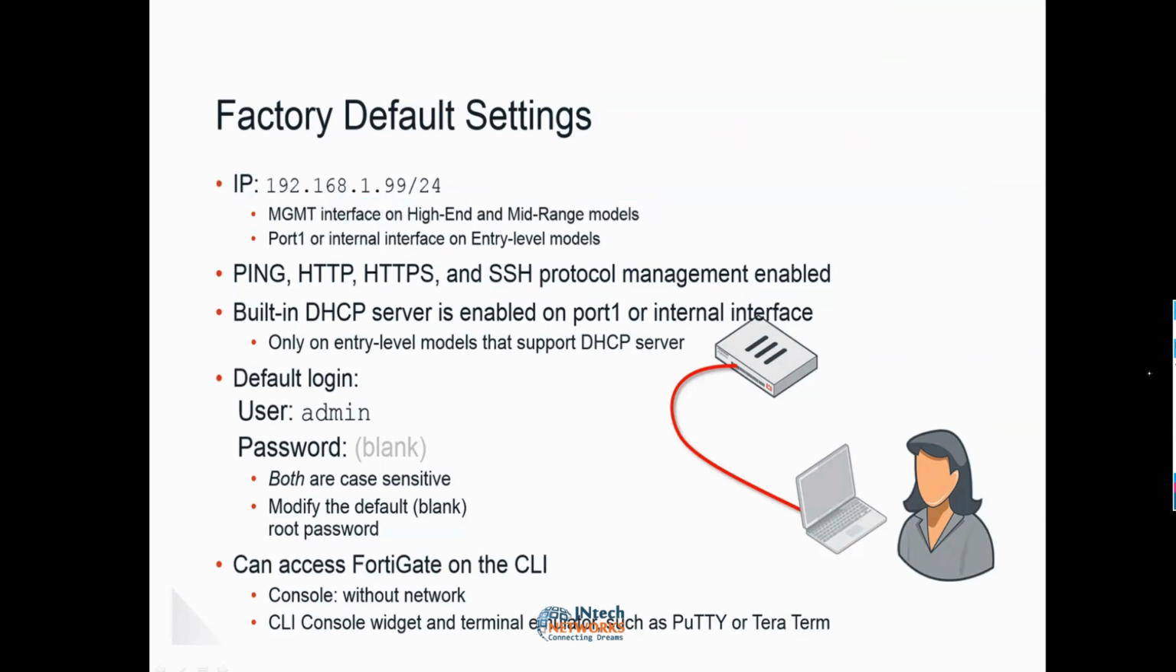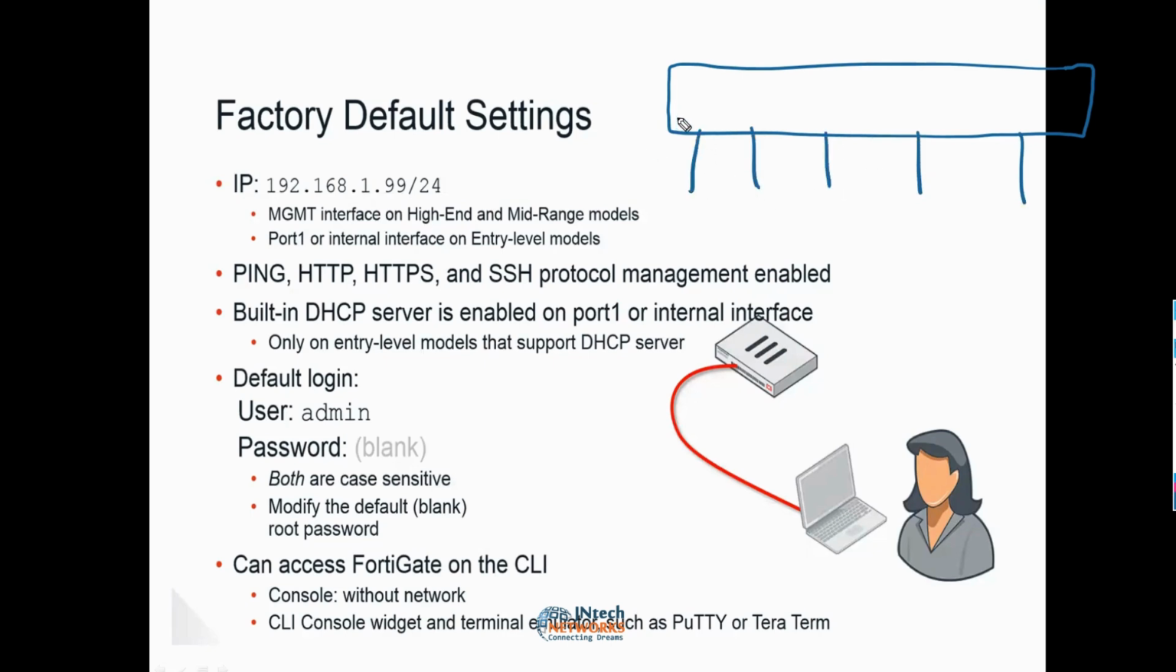But if you are working with an entry-level firewall device like Fortinet 30E, 60D, 90E, for example, in an entry-level firewall device we have only data interfaces. Only data interfaces like port number 1, port number 2, port number 3, port number 4.